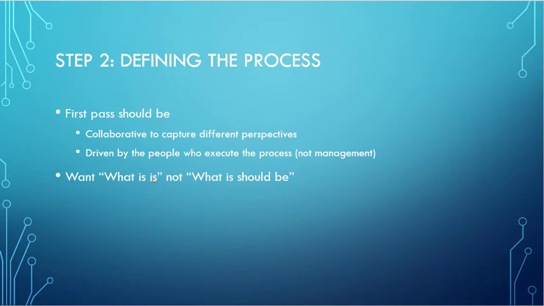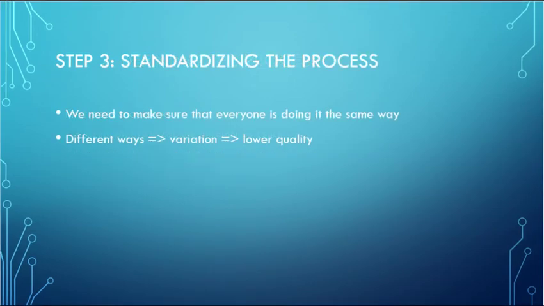Whether we have listed a process or not before, there is a process. And so we should capture that process, and then we can work hard to make that process better. But if we don't know our current state, any change is going to be abrupt and very risky. Once we have a definition of what the process is, then we have to make sure that everybody does it the same way. If we let different people do the process in different ways, that will lead to variation in the results, and that is lower quality.